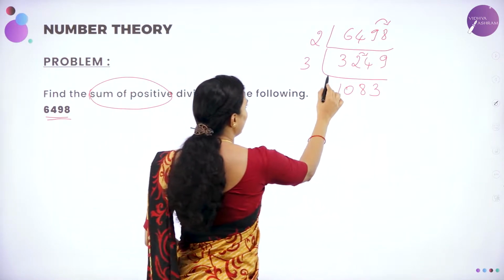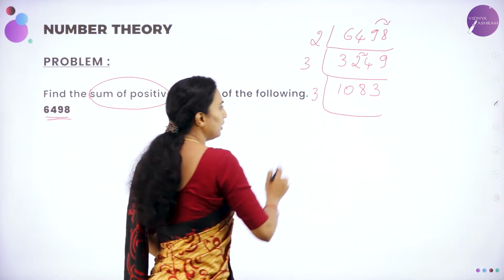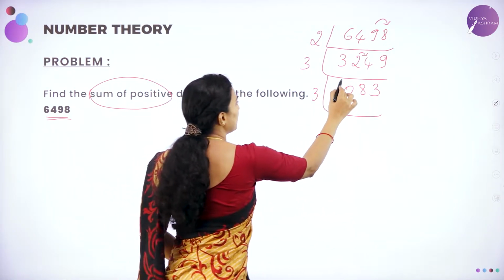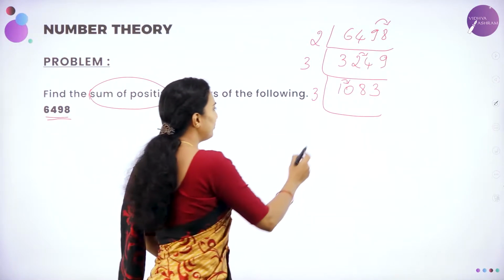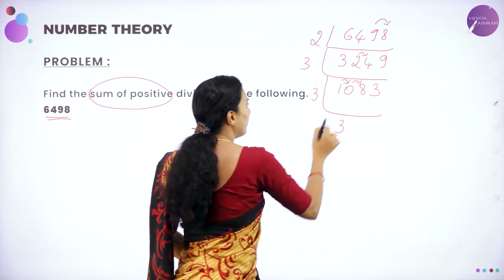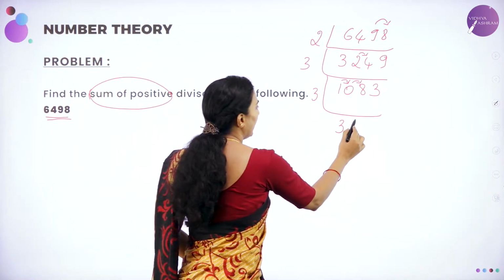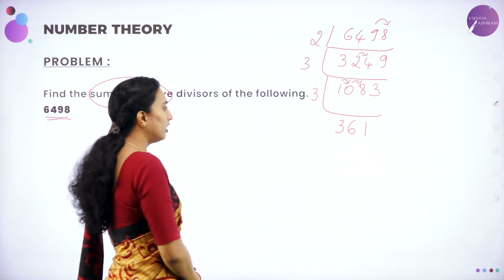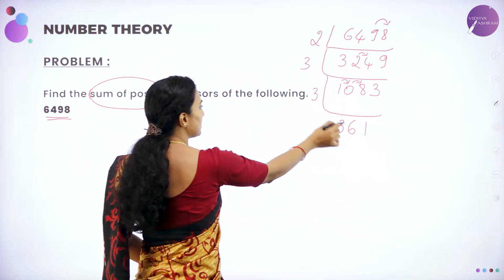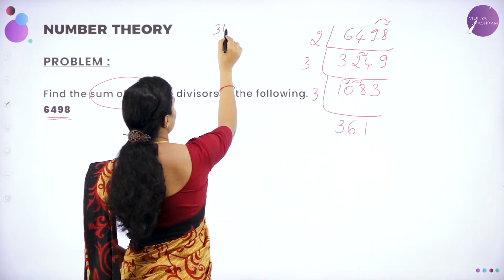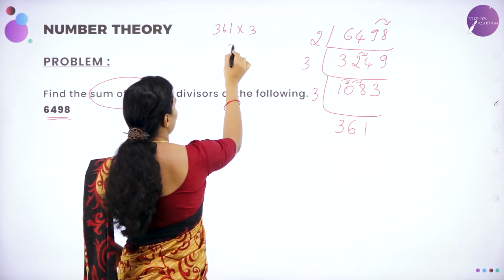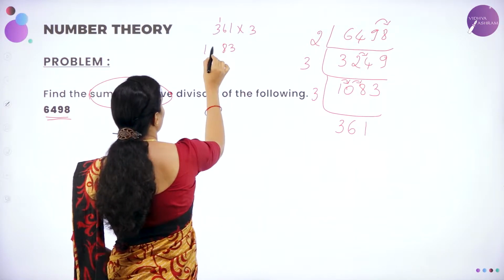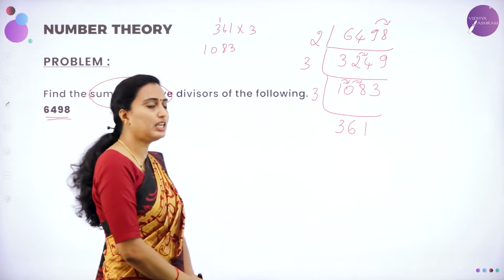Got it? Next, the number is ending with 9 again, so I can divide it by 3 only. 1 cannot be divided by 3, so I take the carry over, which is 10. 10 is 3 3s are 9. Again 1 is carried over, which becomes 18. So 3 6s are 18. Next, 3 1s are 3. So please check here whether 1083 divided by 3 is 361, or 361 into 3 is 1083. Let me check. 361 into 3: 3 1s are 3, 3 6s are 18, again 1, 3 3s are 9, 10, correct? 1083, you get back the same answer.